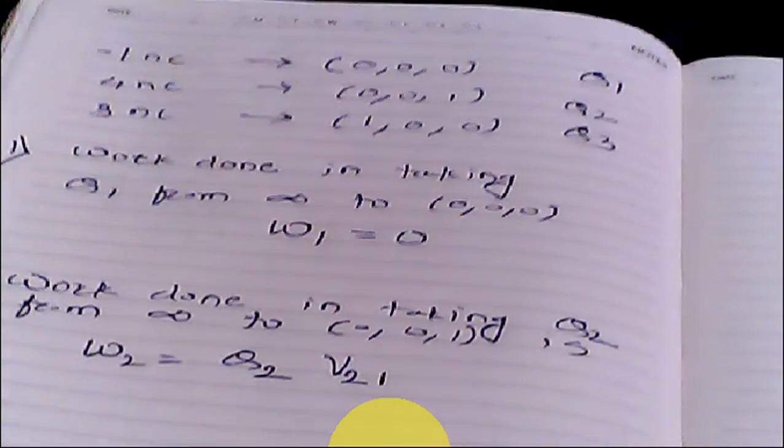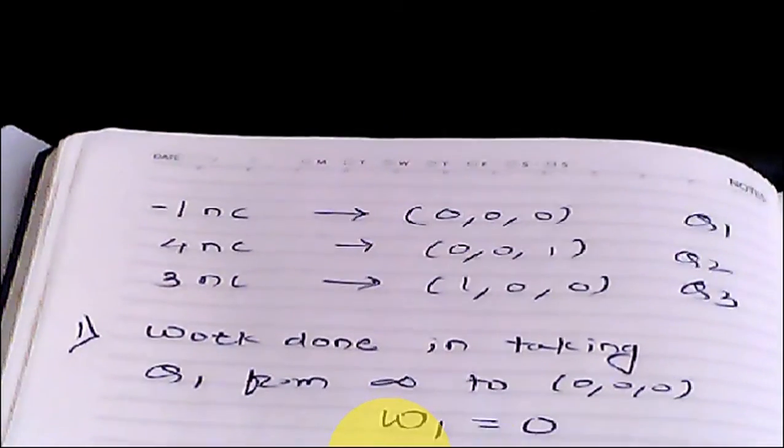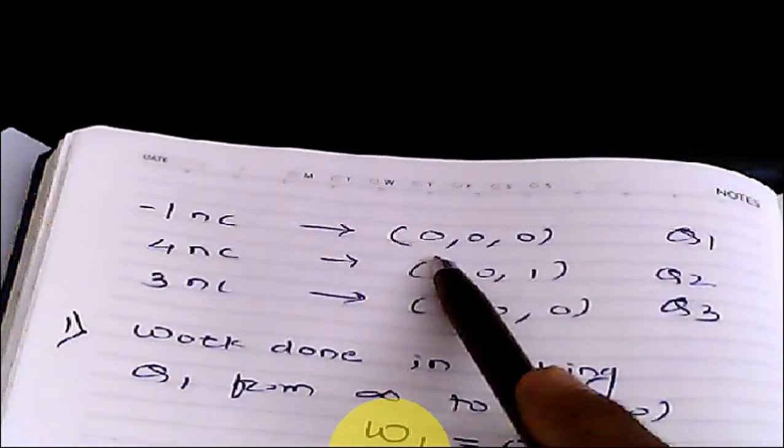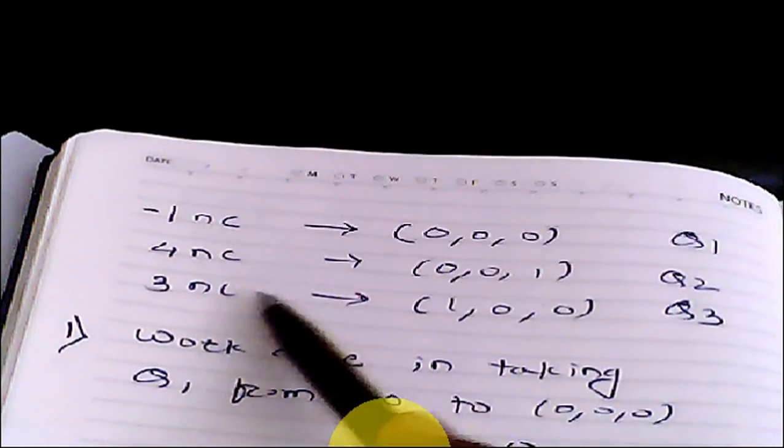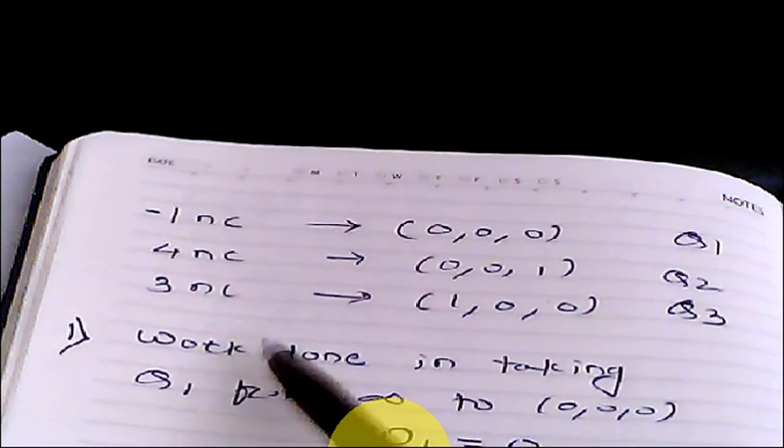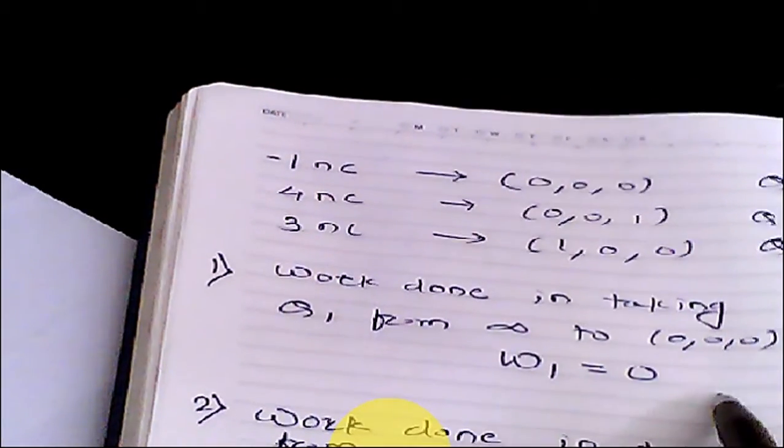Okay, now it is visible. So 1 nanocoulomb of charge, I am calling it Q1, is placed at 0, 0, 0; 4 nanocoulomb of charge at 0, 0, 1; and 3 nanocoulomb of charge at 1, 0, 0, Q3. So work done: we already know the work done in taking a charge Q1 from infinity, and I am assuming this region to be initially charge free. So the work done in bringing the first charge will definitely be 0. So W1 will be 0, perfectly okay.